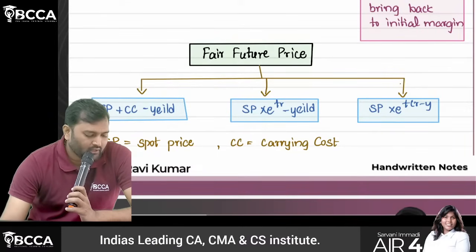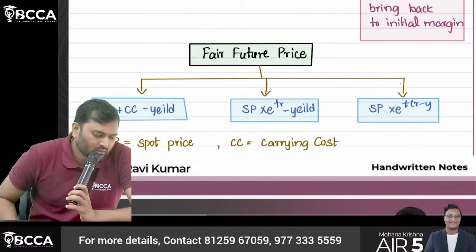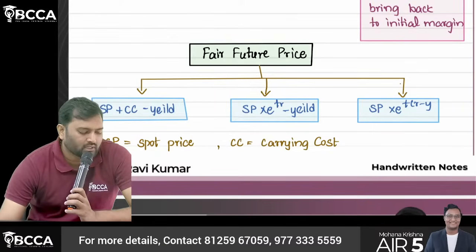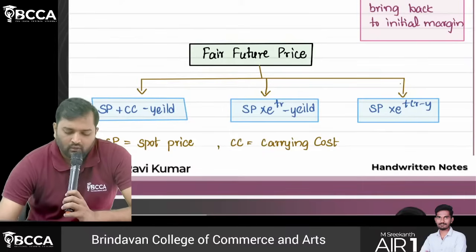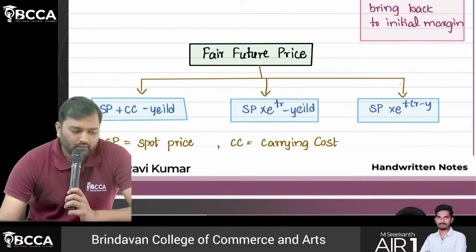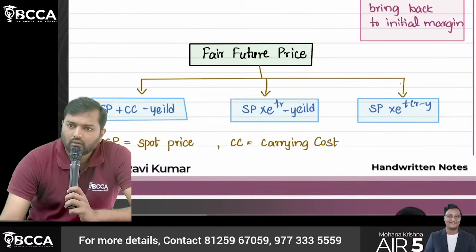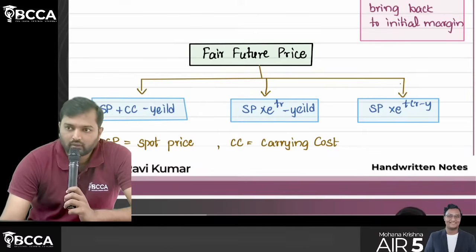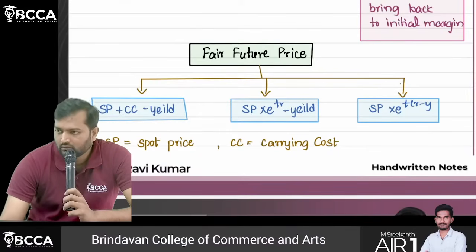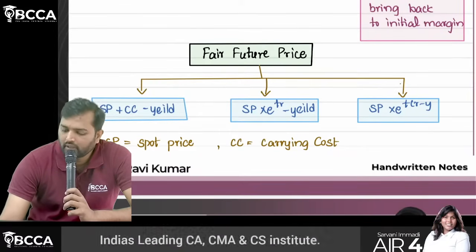Sir, while evaluating an option like in question number... Shiva, I'm still discussing futures. So spot price into e power T into R minus yield. Yield can be given in amount. They might give a dividend amount. If a dividend amount is given, then we apply spot price into e power TR minus yield.